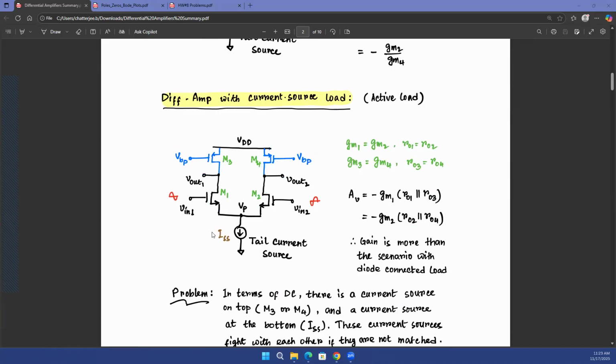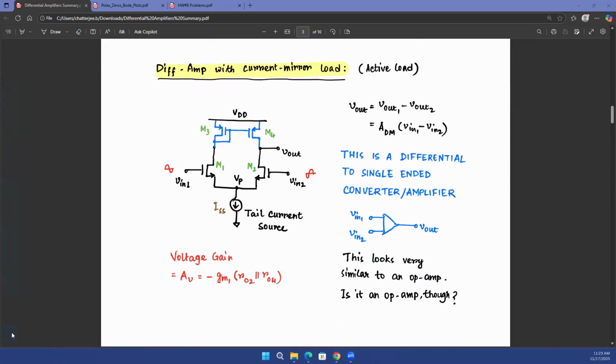When I have a diffamp with current mirror load, my left side branch and right side branch are not symmetrical. My left side branch has this diode connected transistor here. My right side branch has a common source, or basically the mirrored load over here. They are not exactly symmetrical, but in terms of DC, you can assume that they are symmetrical. In terms of AC, they are not symmetrical. That is the reason why in terms of AC, you get the subtraction of those AC currents at the output terminal, and you have a single output terminal. The gain is equal to, again, the input transistor's GM multiplied with the output node's RO, which is RO2 in parallel with RO4.